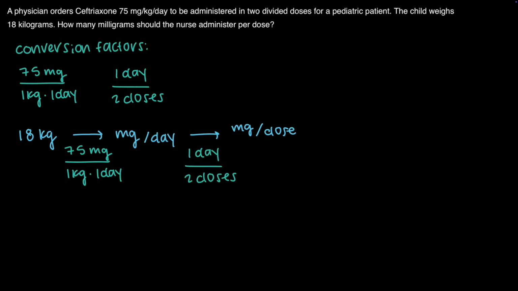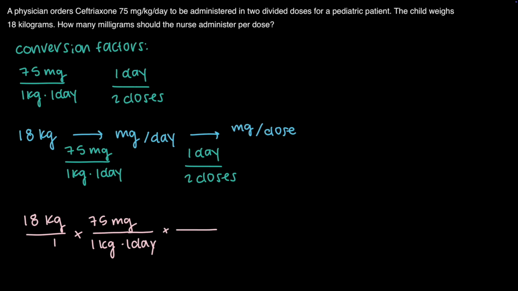The end unit we need is milligrams per dose. So we have completed our unit map and can now set up all units to cancel. Starting with the given value of 18 kilograms over 1, I will put 1 kilogram and 1 day on the bottom and 75 milligrams on the top. In the next fraction, I will put 1 day on the top and 2 doses on the bottom. We will make sure that all units cancel out, so kilograms cancel out and days cancel out, leaving us with milligrams per dose. Multiplying and dividing all values, we get 675 milligrams per dose.